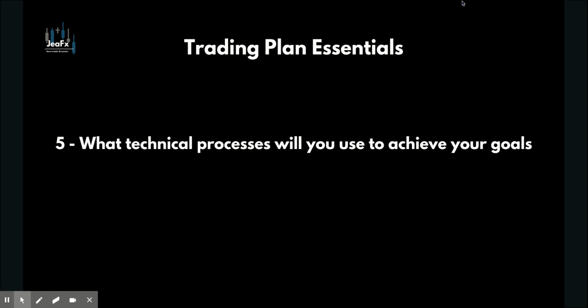So when we have our risk management protocols in place, we want to think about and write down in our trading plan what technical processes we are going to use to achieve our goals. We've got our goals in place. We want to make 5%, 10%, 20% per month. And we want to maintain our capital. So how are we going to do that, right? We want to mark down the technical processes, the criteria for entering trades.